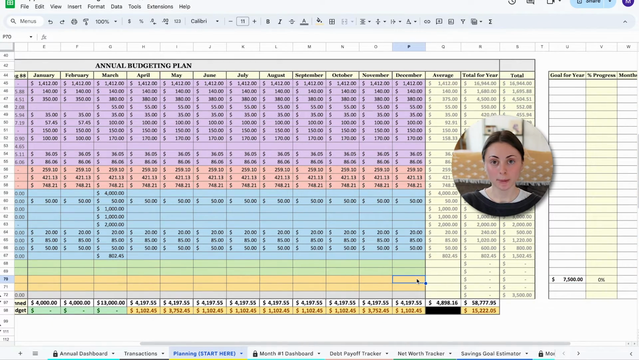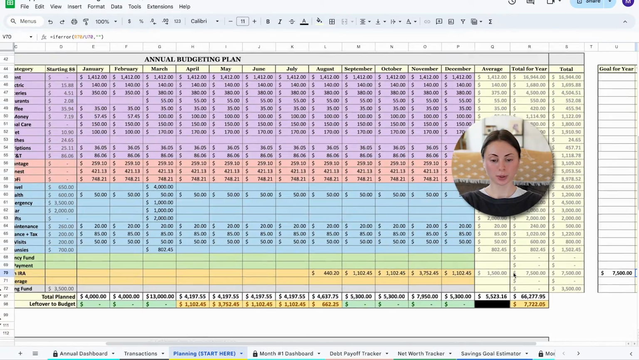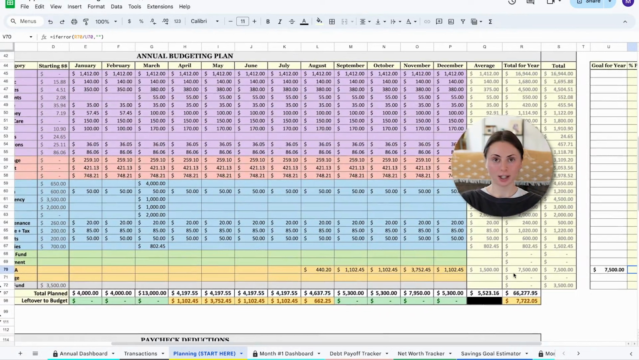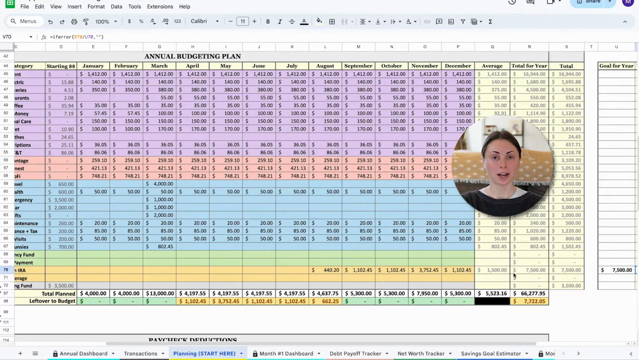And I like to work backwards from here because I don't want this money sitting here for a long time. I just want to get it saved towards the end of the year. We're going to start in December and enter our remaining money here. Okay, so we're at 100% progress for this goal. So I know by the end of the year, if everything goes according to plan, I should have my Roth IRA saved for next year.